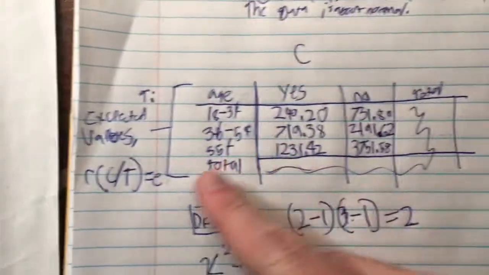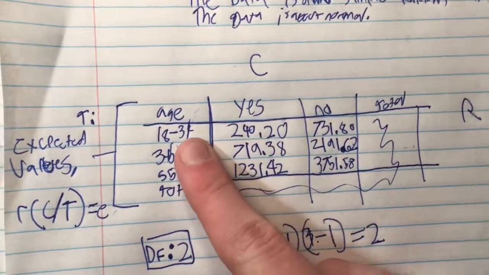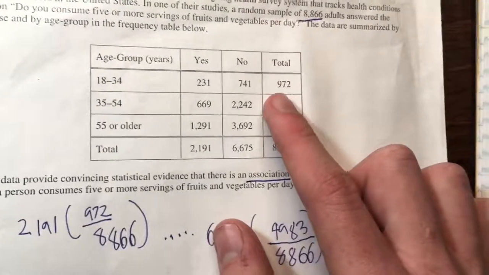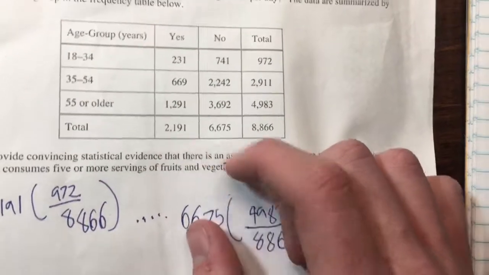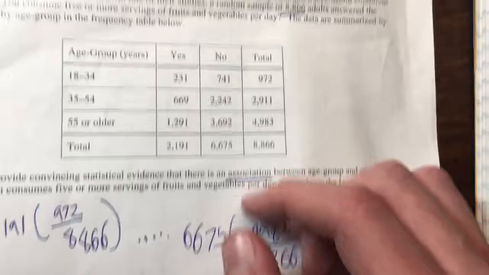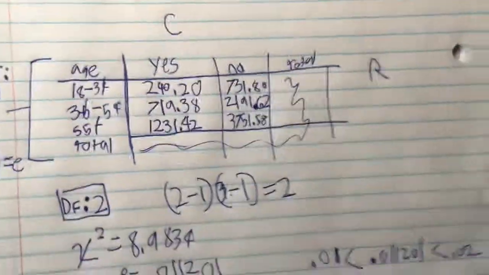So what I did from there is I made an expected values chart to be able to compare it with the observed values. How I got each of the answers is I used the formula, row total times column total divided by the total number equals the expected. So an example of that, let's take this number right here, 18 to 34 in the yes category. I would take the total of the row, 972, times 2,191, and that is divided by 8,866, and that will give us 240.20, and then you do that for all these. So that will give you the expected value chart.